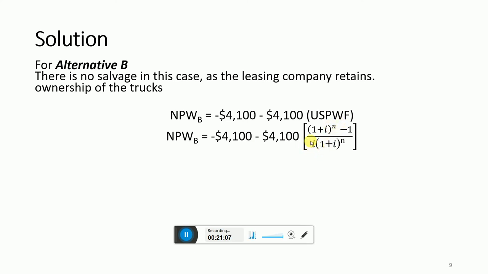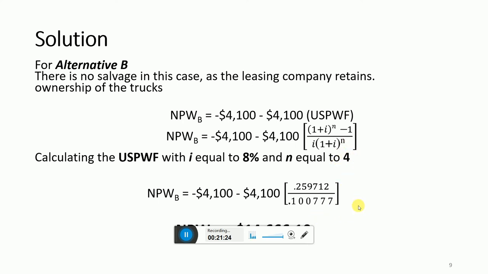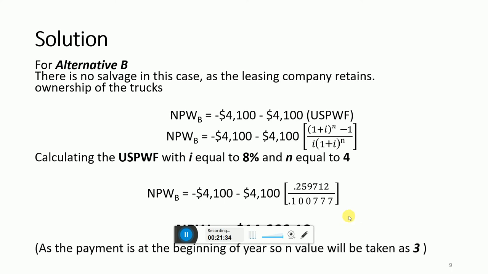So here we also put 0.08, the minimum attractive rate of return. Here it's written wrong, I'm sorry for that. N is equal to 3, not 4. So we get this value as 14,666. As the payment is at the beginning of the year, the n value is taken as 3.